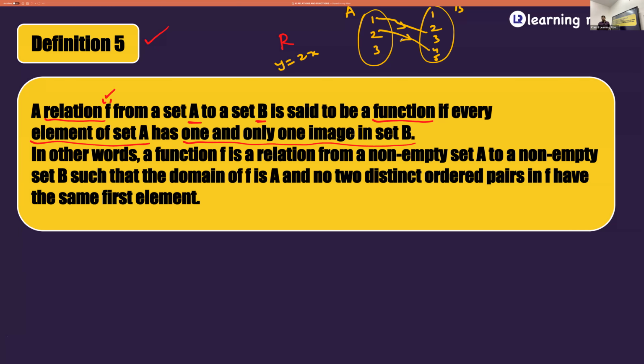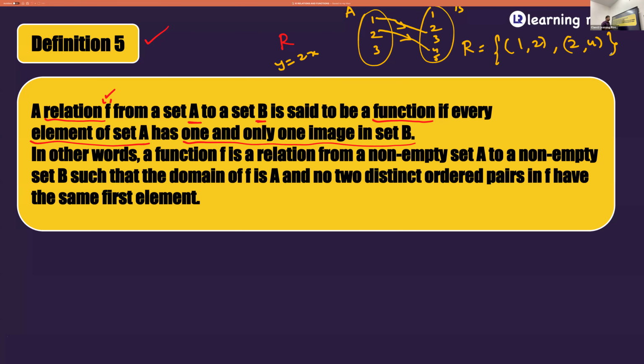An important question to be asked is, is this a relation? In the sense, if I write this as a relation R, I can write this as (1, 2) and (2, 4). Is this a relation? Yes, it is a relation. But can I call this kind of a relation a function? Now I'm going to check the definition.